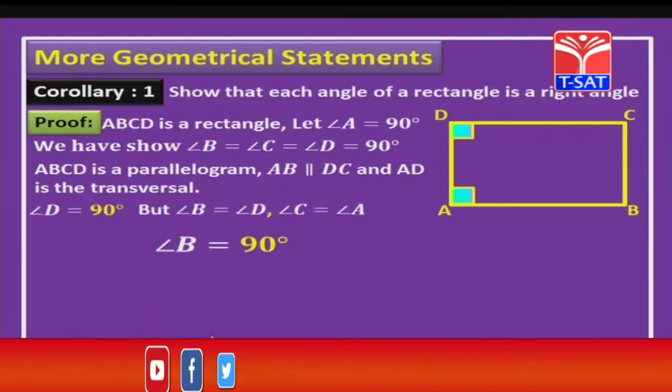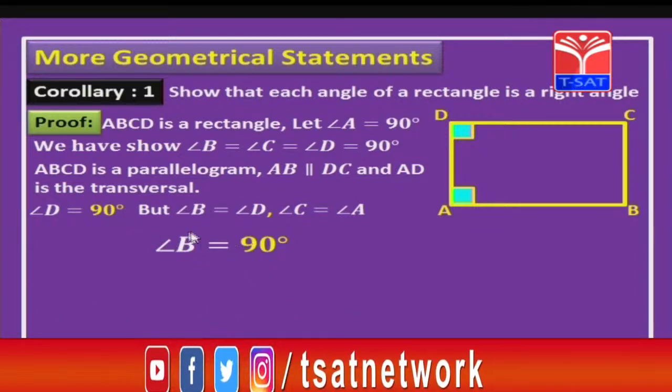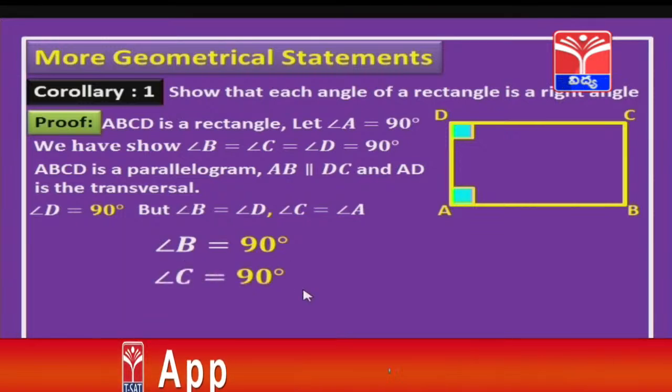So, B is also equal to 90 degrees. Why is B 90 degrees? Because D is 90, and B and D are equal. So, B is also 90. Then what about C, children?